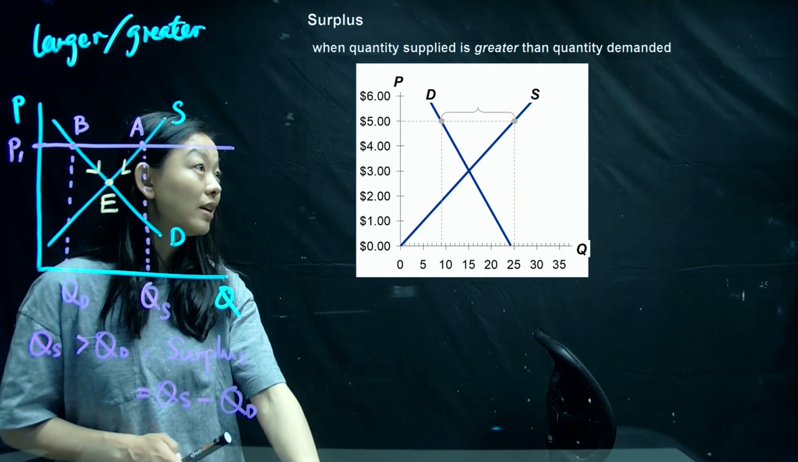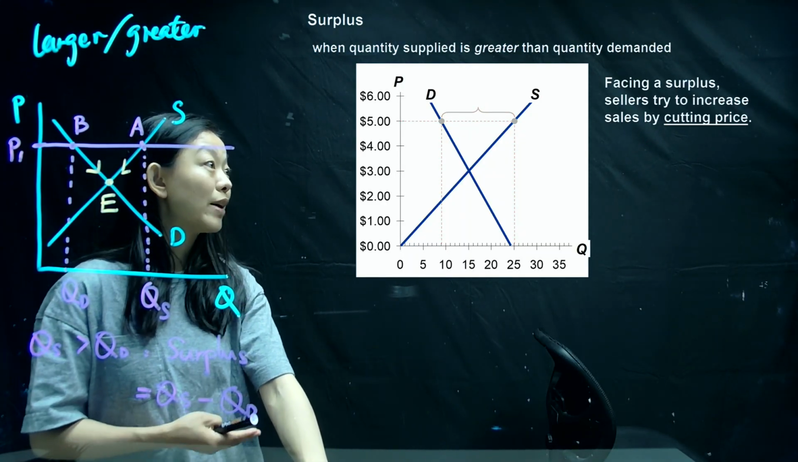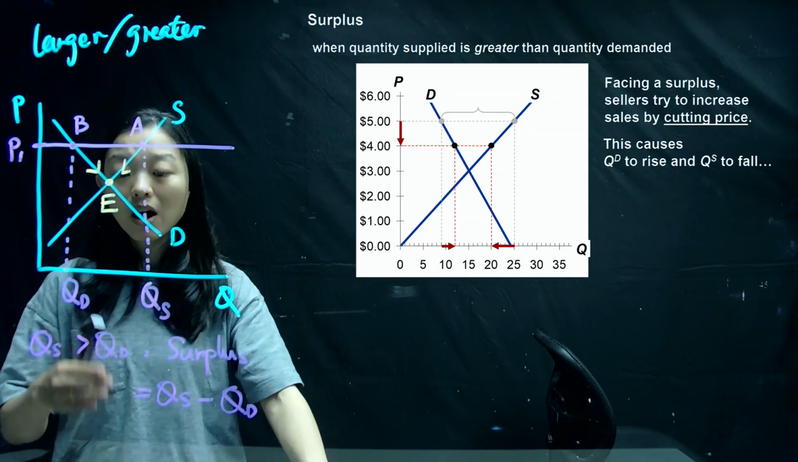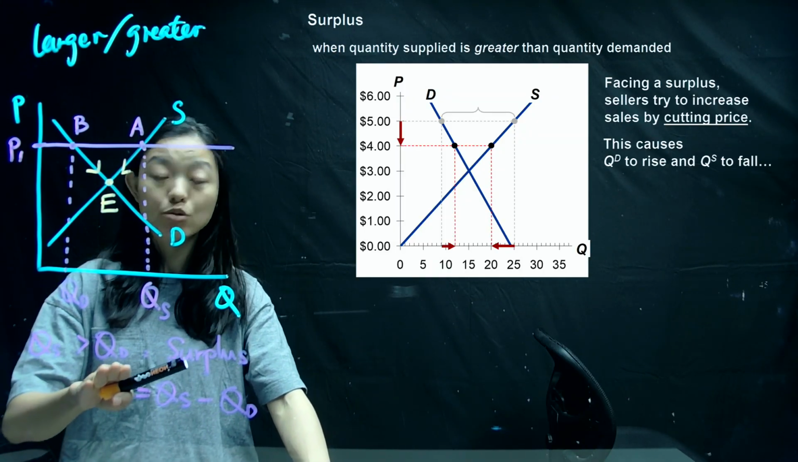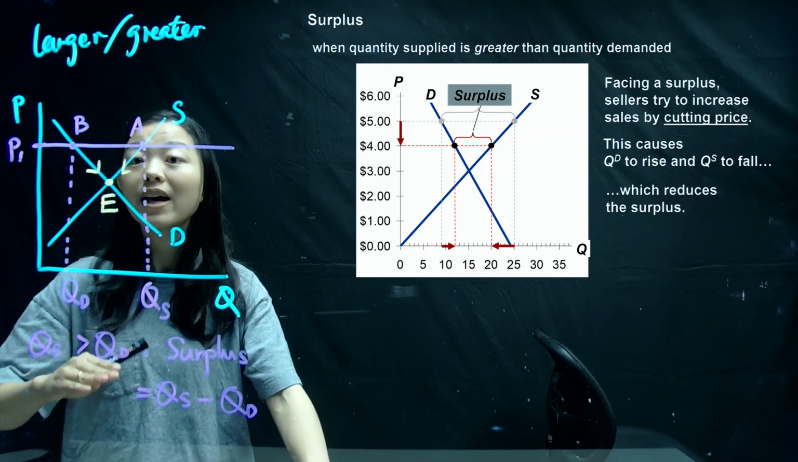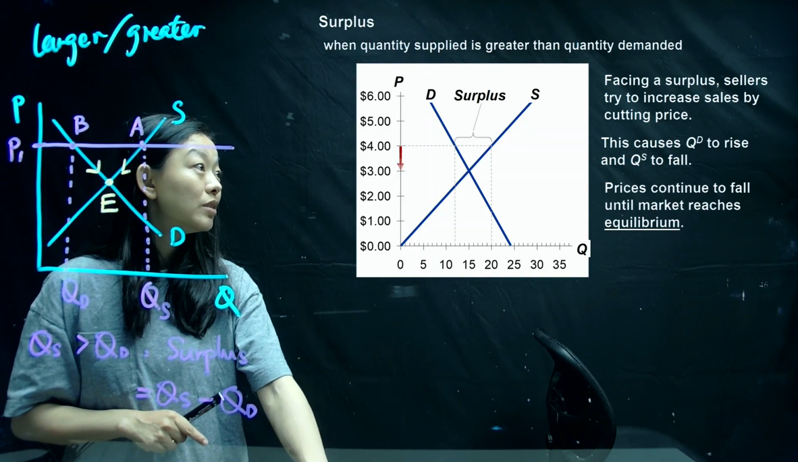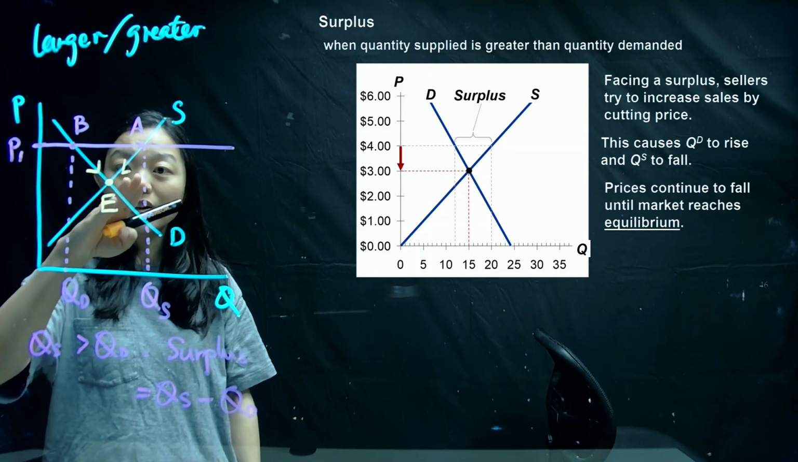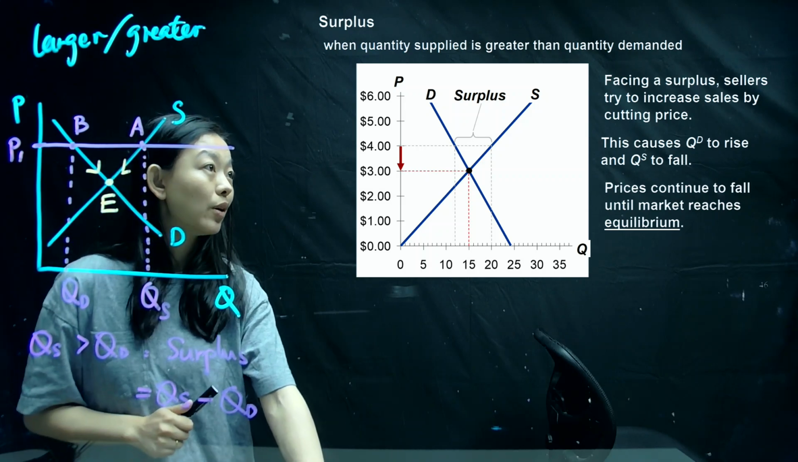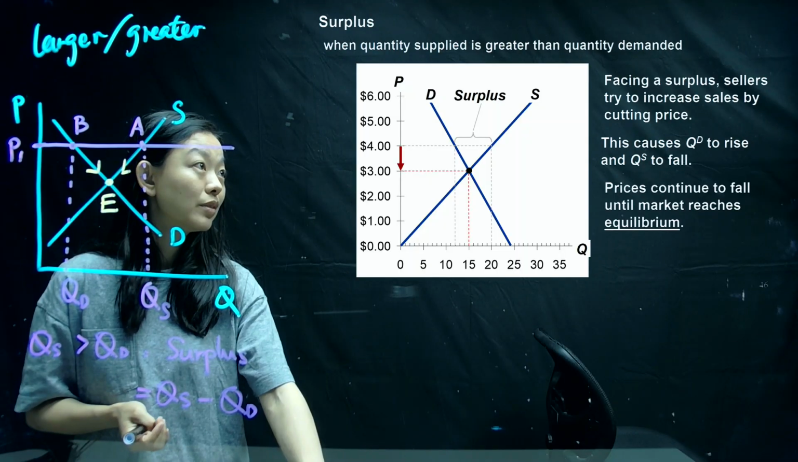This is what I want to say here. Facing a surplus, sellers try to increase sales by cutting price, and then it will cause the quantity supplied to decrease and the quantity demanded to increase, which will reduce the surplus until the market reaches equilibrium. So the price decreases until the price goes back to the equilibrium point. This is what happens when the market faces a surplus.